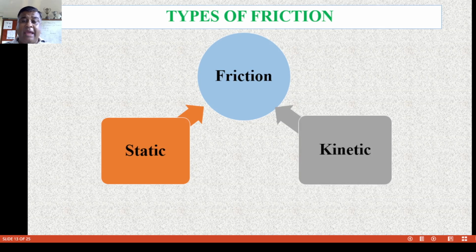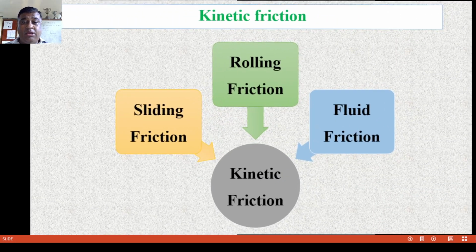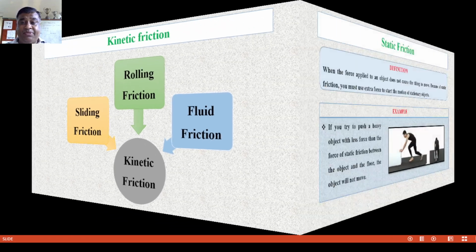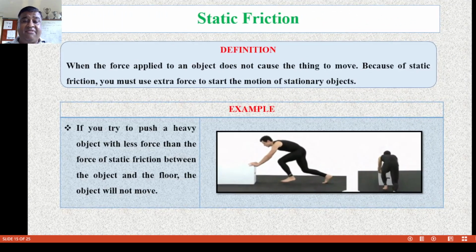Now there are two types of friction: first is static and second is kinetic. We will discuss them one by one. Under kinetic friction, there are three different types: sliding friction, rolling friction, and fluid friction. Now first is static friction.